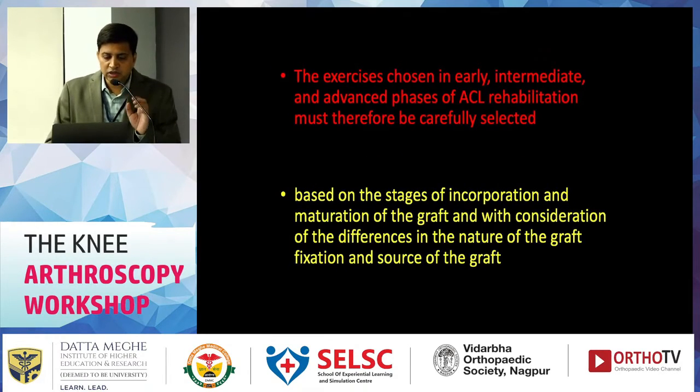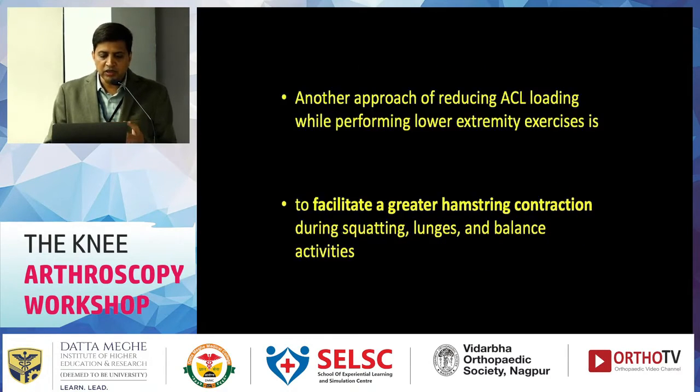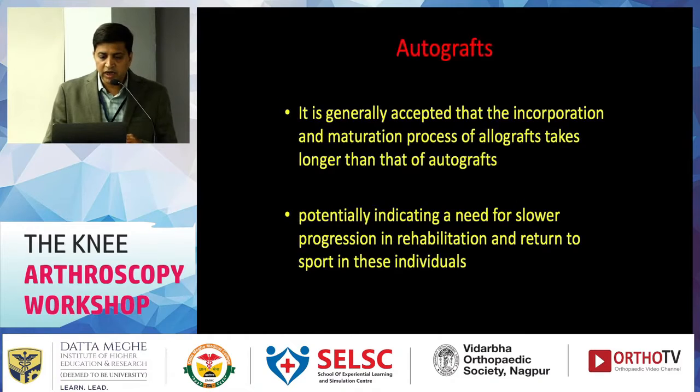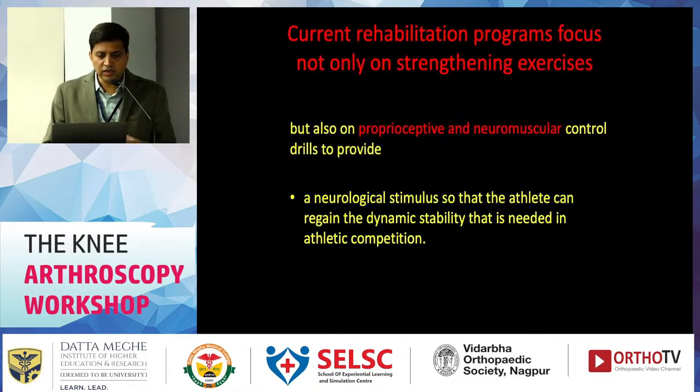The exercises chosen should depend on the graft used, its maturation, and all these considerations. Always use proximal muscles while performing lower extremity exercises to facilitate greater hamstring contraction. You should use the hip, the gluteal, the hamstring, the proximal chain, considering the broader picture and not concentrating only on knee exercises, because the muscles of the foot and the hip also aid you in getting the best rehabilitation. It is not particular to our country, but wherever autografts are used, they always ask patients to go slowly, because we know that healing with autografts is not as good as with allografts.